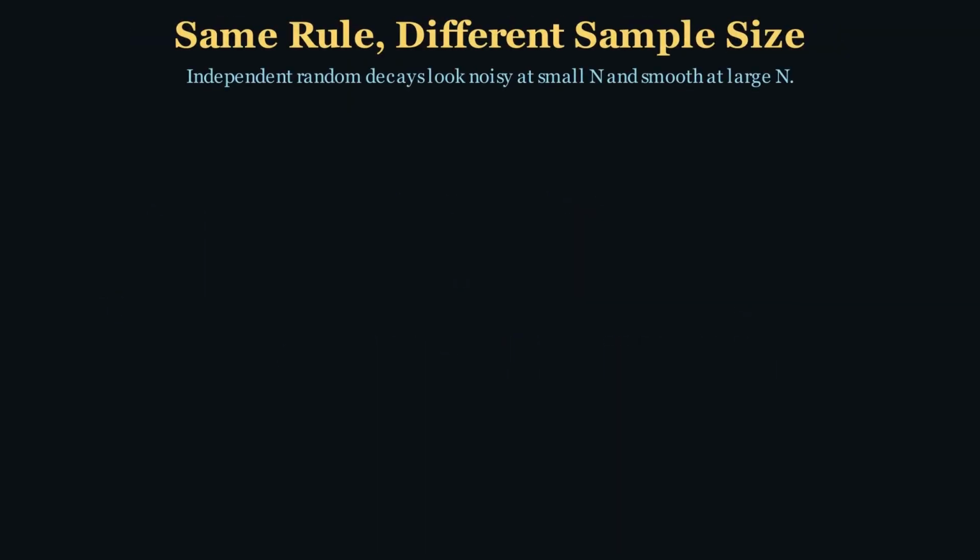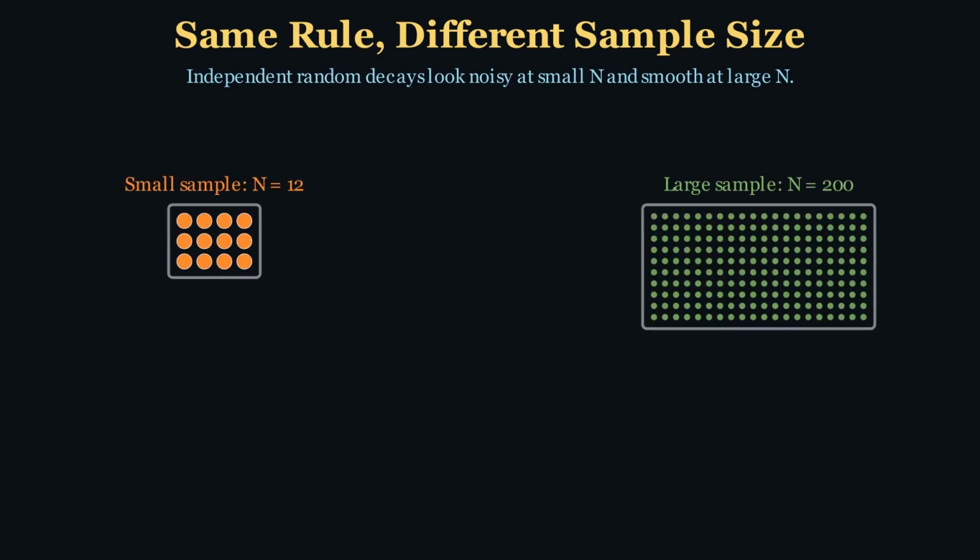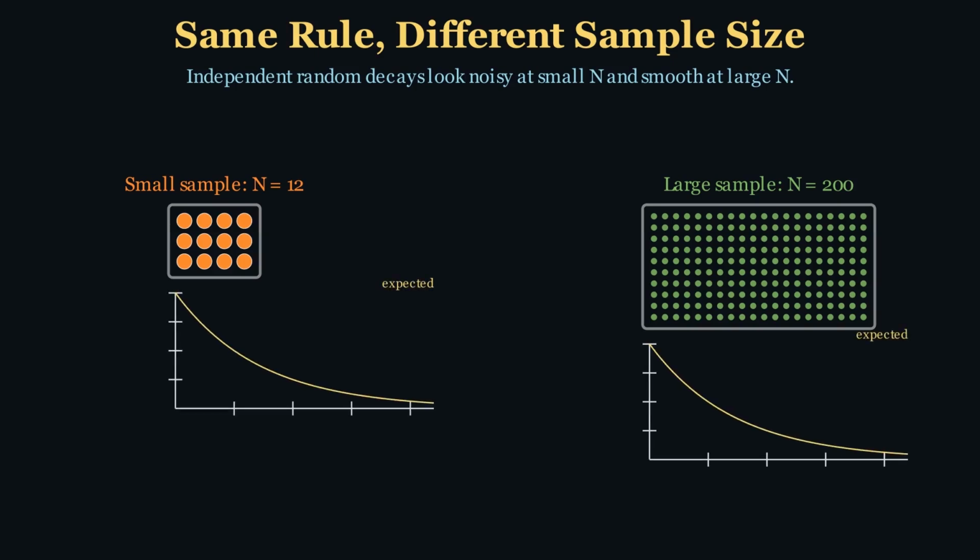Now the same decay rule is applied independently to every nucleus in the sample. If the sample is very small, like only a dozen nuclei, the result looks jagged and noisy. Sometimes several decay early. Sometimes several survive longer than expected. Randomness dominates the picture. But when we increase the sample to something much larger, the fluctuations become much less important relative to the total. The randomness does not disappear. It averages out. And that is when the familiar smooth decay curve appears.